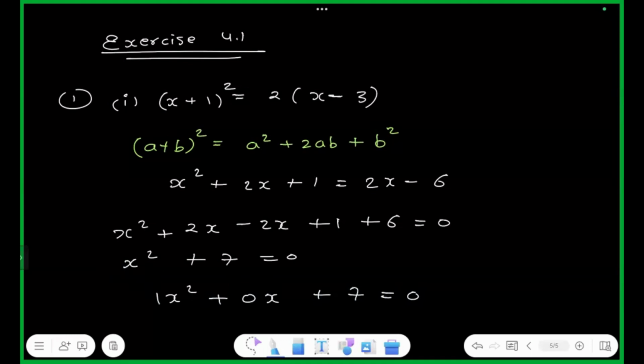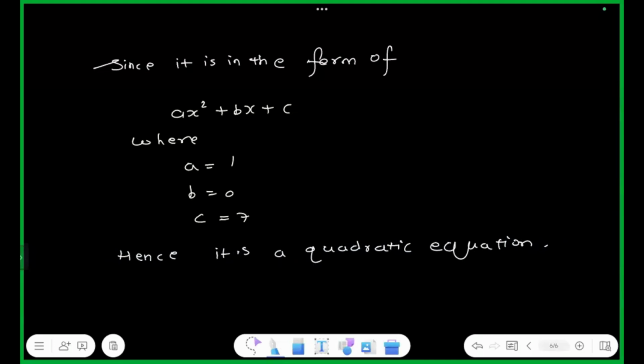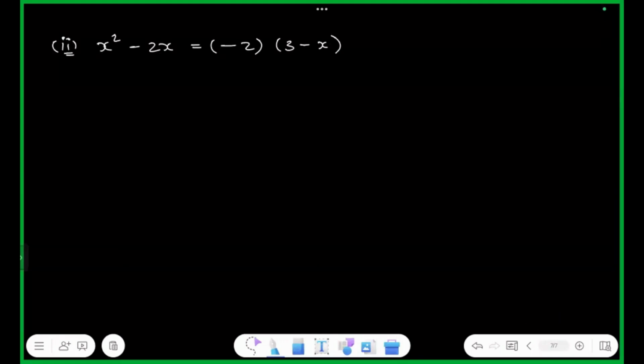First write down this much. Since it is in the form of ax² + bx + c, where a is equal to 1, b is equal to 0, and c is equal to 7, hence it is a quadratic equation. Okay, write it down. Our next question is x² − 2x = −2(3 − x).